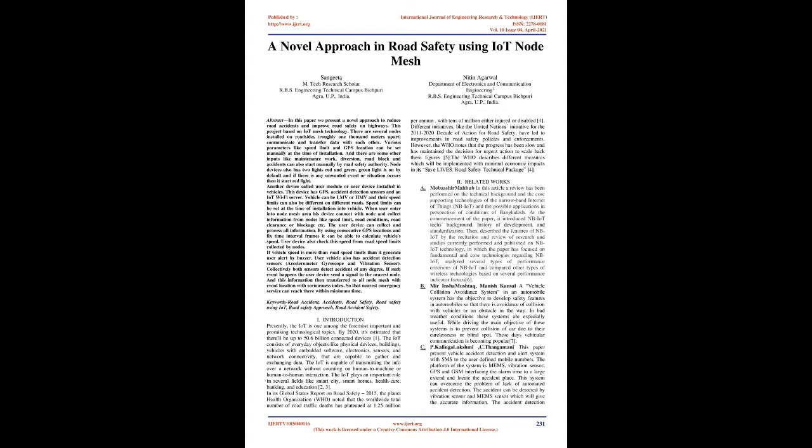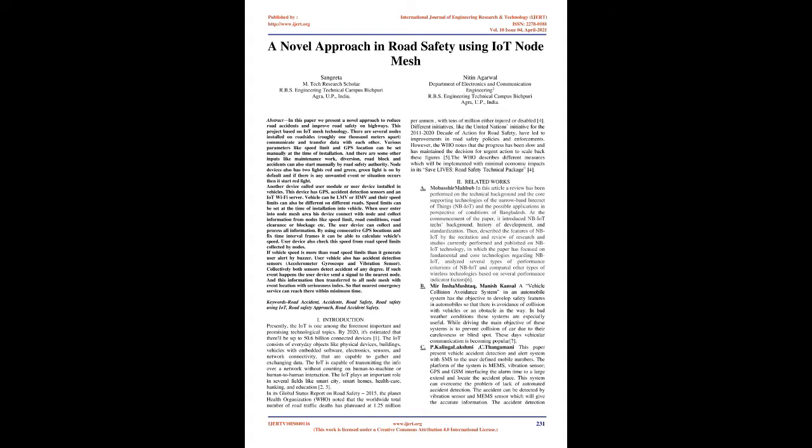Green light is on by default, and if any unwanted event or situation occurs, then it starts the red light. Another device, called the user module or user device, is installed in vehicles. This device has GPS, accident detection sensors and an IoT Wi-Fi server. A vehicle can be LMV or HMV, and speed limits can be different on different roads. Speed limits can be set at the time of installation into the vehicle.